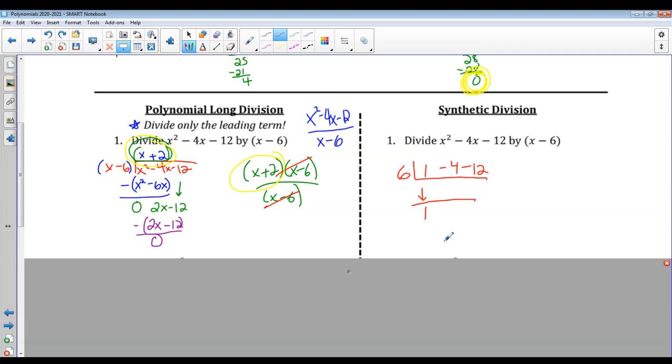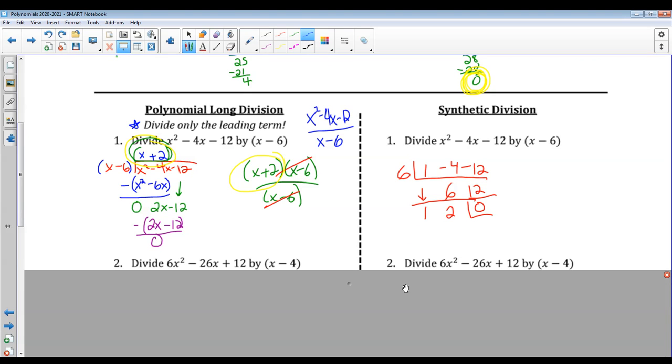And it's very similar to what we did right next to it. So as you're going, you can kind of look back and forth, compare the synthetic to the long division. 6 times 1, we bring that 6 up. And now we subtract, just like we did here. So now we're basically on this step of my long division. Negative 4 plus 6 is 2. 6 times 2 is 12. Negative 12 plus 12 is 0. So there we go. Again, 0 for a remainder.